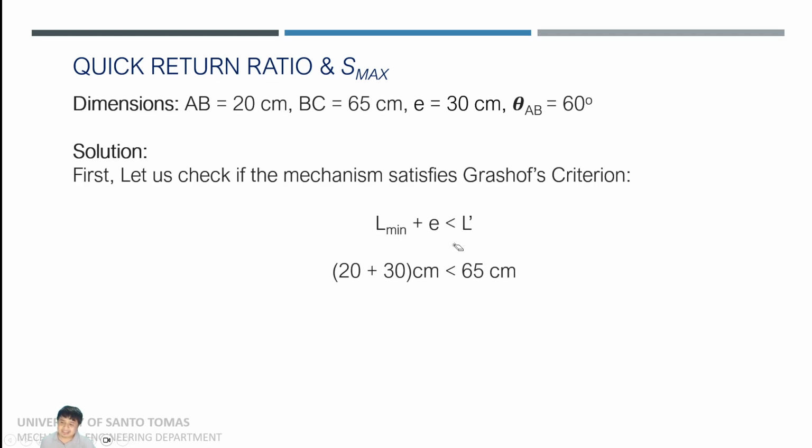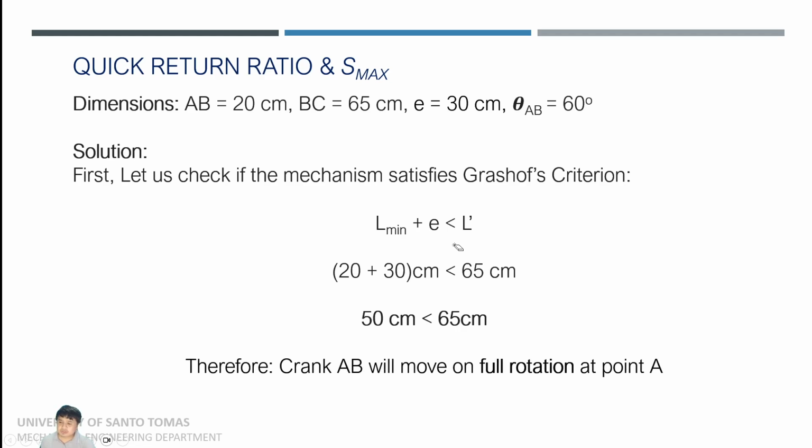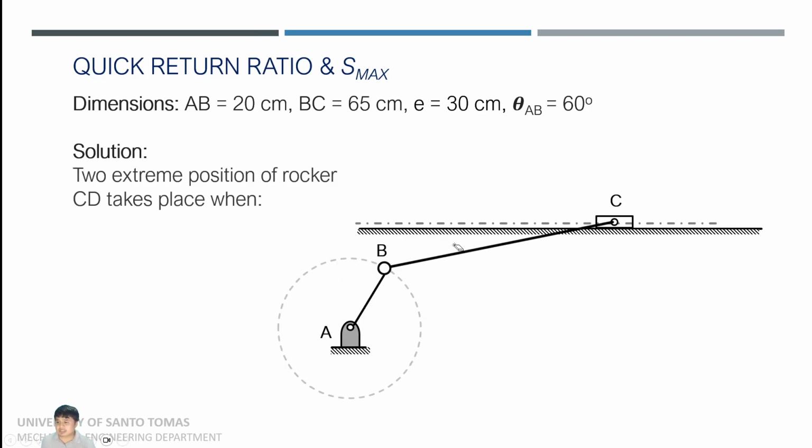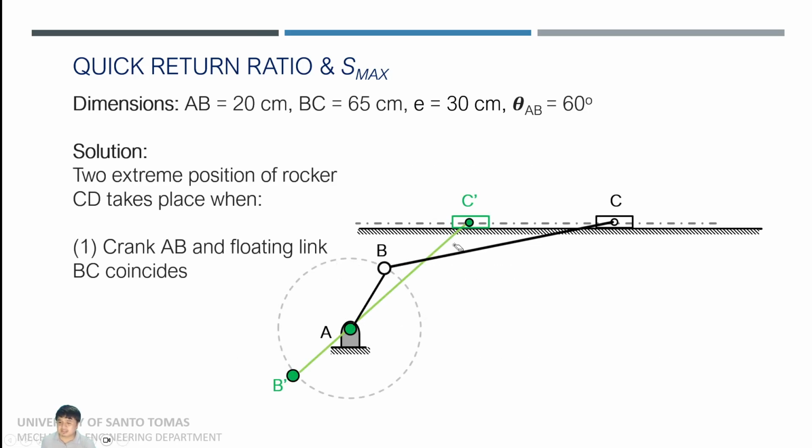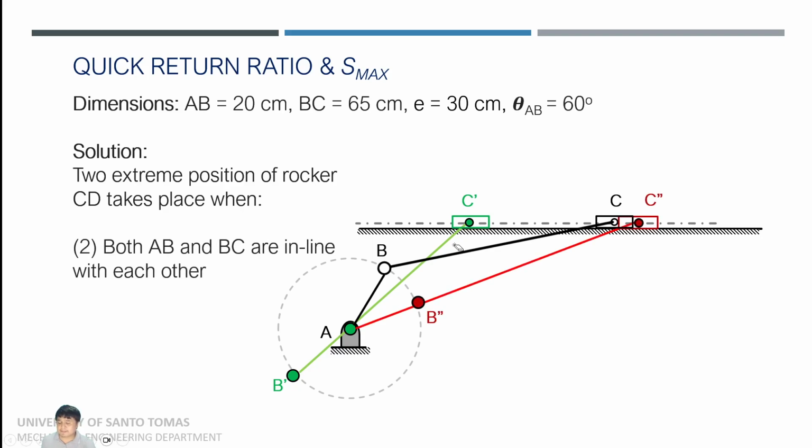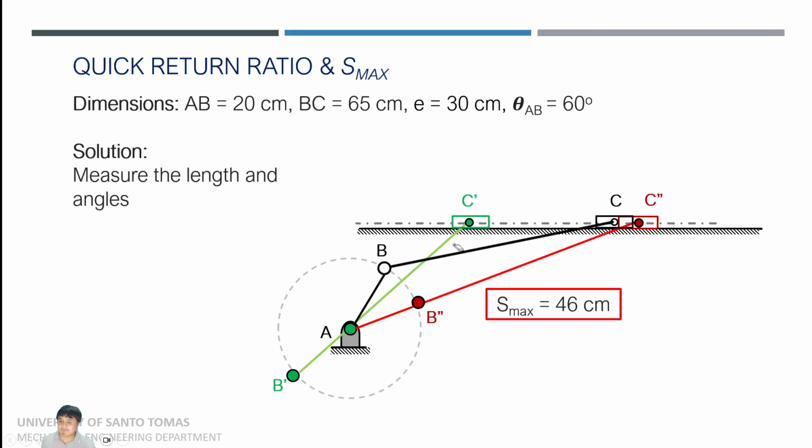So you can add the shortest length in the offset, and this should be smaller than the other lengths. Okay, so as you can see, this follows the Grashoff's criterion. Therefore, the crank AB can fully rotate. Now, to solve this, you can again just find the coincident and straight line, or the fully straightened out crank and the connecting rod. And you can do this graphically.